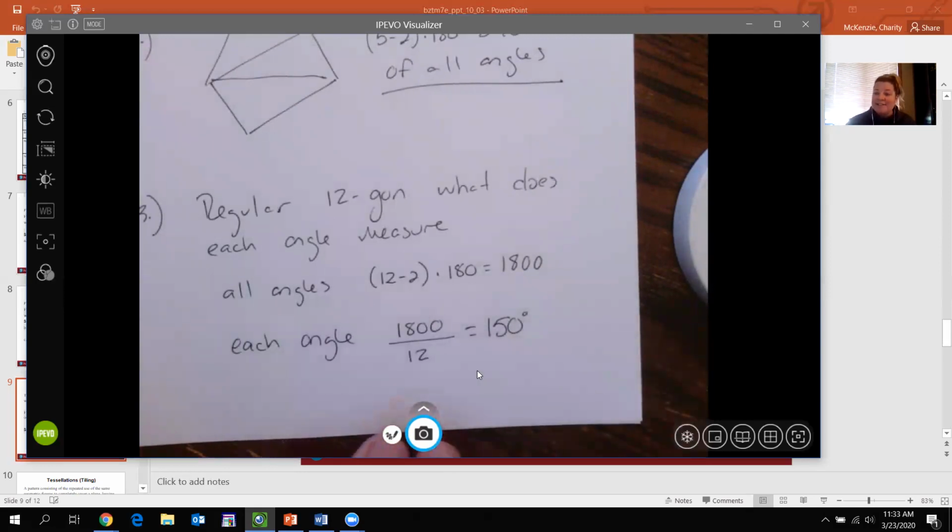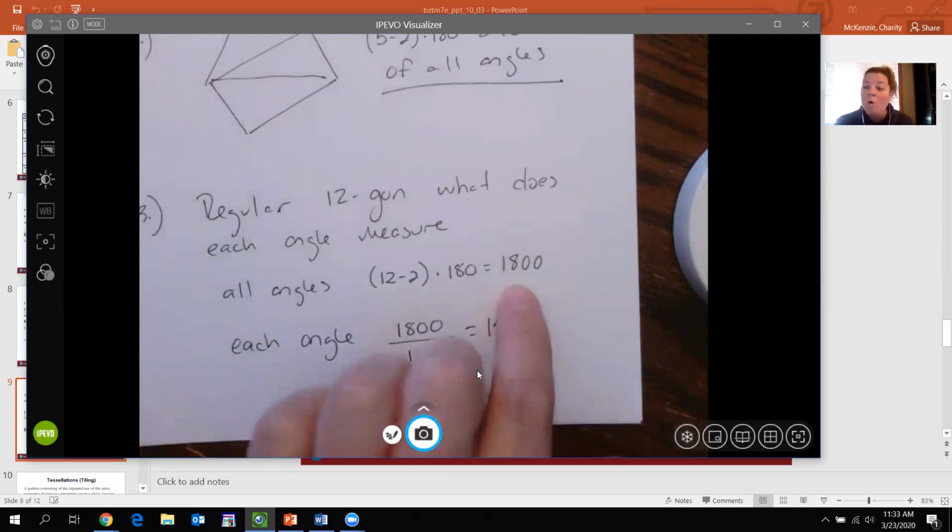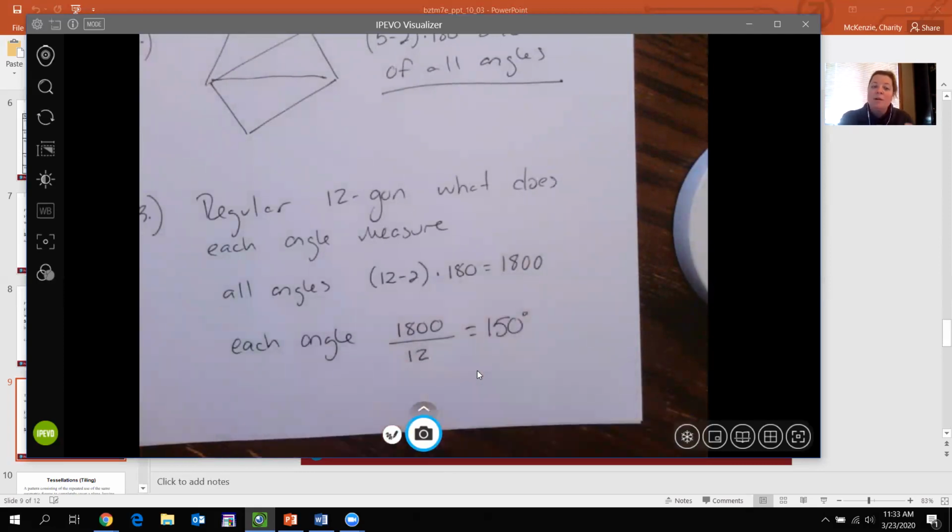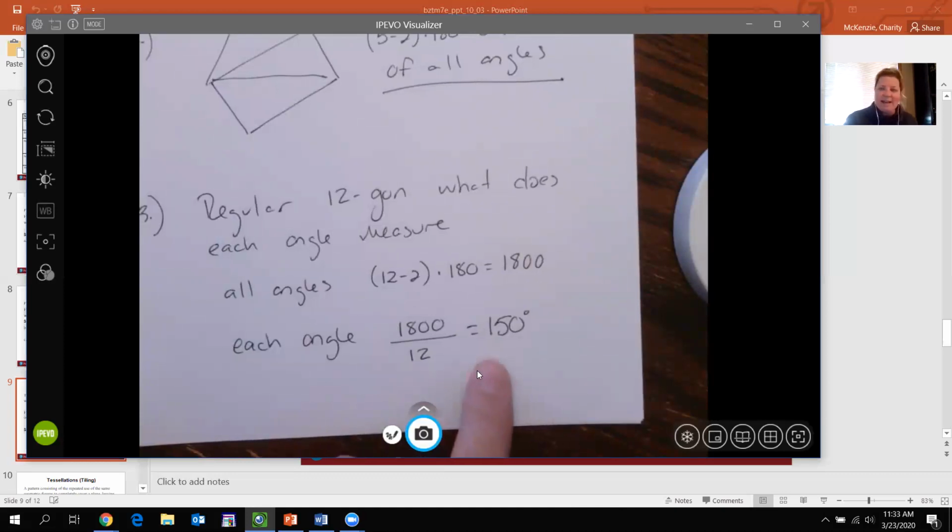So you could be asked, what do all the angles add up to? Bingo. Or on a regular polygon, you could be asked, well, what is each angle specifically going to be? And that's where you have to use that division.